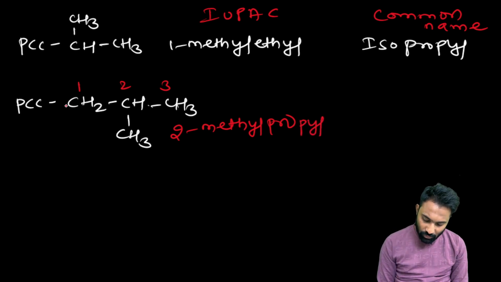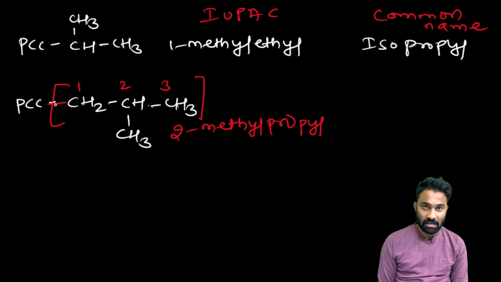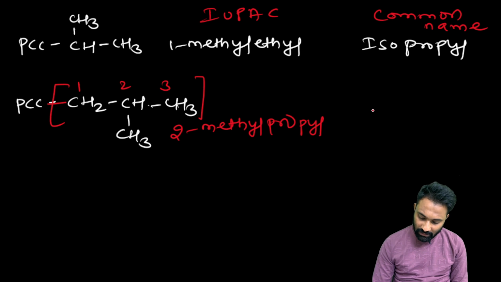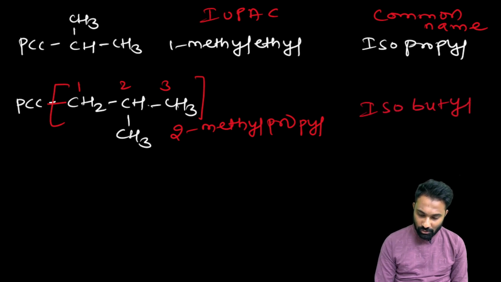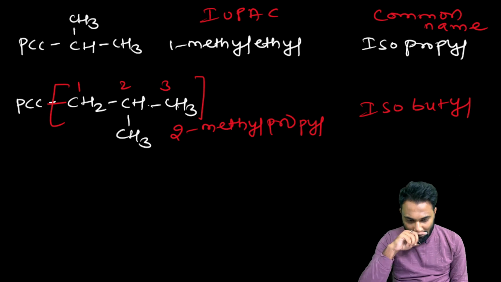Because in the parent carbon chain, one carbon has a free valency, right? Here it is having the free valency and this is a complex substituent. This is a complex substituent. Clear? That's the reason 2-methyl propyl. The common name for this one will be isobutyl. Isobutyl. Done.